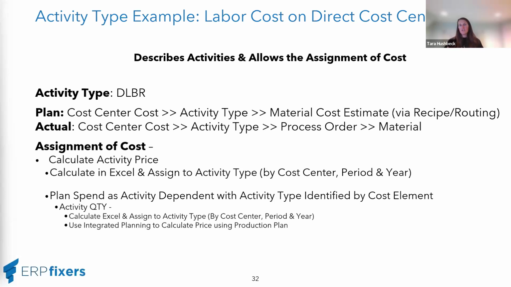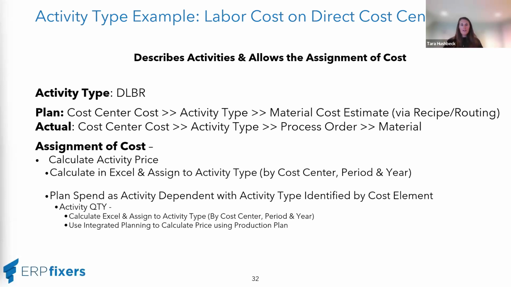So in order to demonstrate how that's possible, and there are many different ways this is possible, I'm just going to focus on an example. Let's say you have an activity type, which is labor cost, and this labor cost is on a direct cost center. So you have an activity type, call it DLBR, direct labor. And basically you're wanting to move that cost from the cost center to a material. And you can do that in both a plan situation as well as an actual situation.